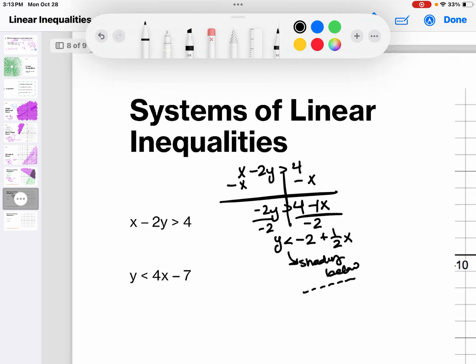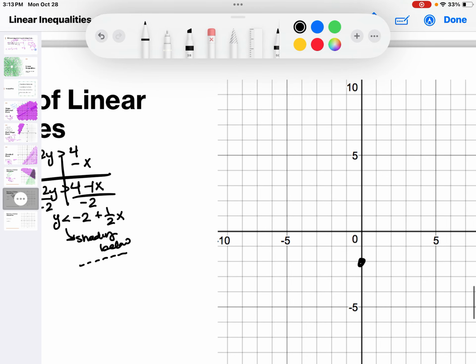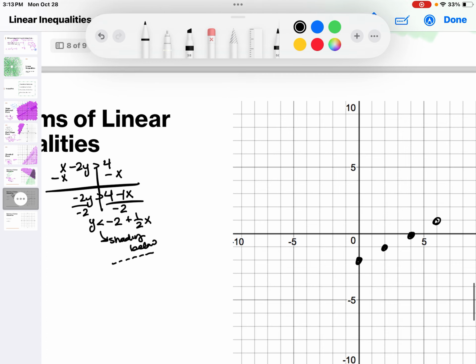Graph that on your notes. The y-intercept is -2, up 1/2. I'm sorry y'all can't see my movements, so hopefully you're catching on because we've already done this in class. And shade it below.